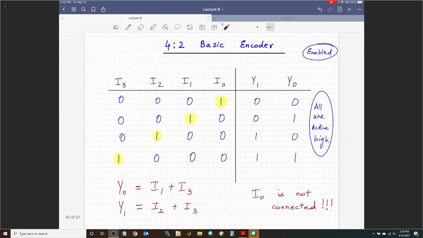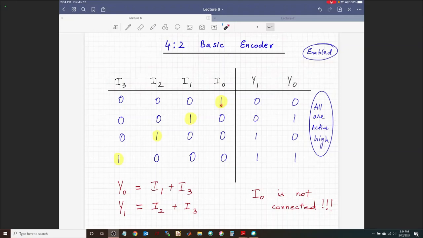So we looked at the basic encoder first. We looked at the smallest size, four inputs, two outputs. We looked at everything being active high. It was the case where we assumed that things were enabled. We looked at four inputs, I0, I1, I2, I3, and we looked at the two corresponding basic encoder or binary encoder outputs in Y1 and Y0. And the subscripts over here, 3, 2, 1, 0, give the significance, right? So everything is active high, and I3 is the most significant input, I0 is the least significant input, and the same thing applies even for the outputs, in that Y1 is the most significant output.